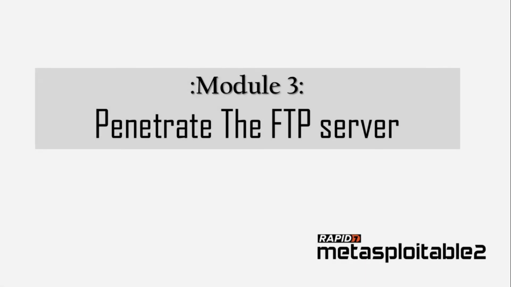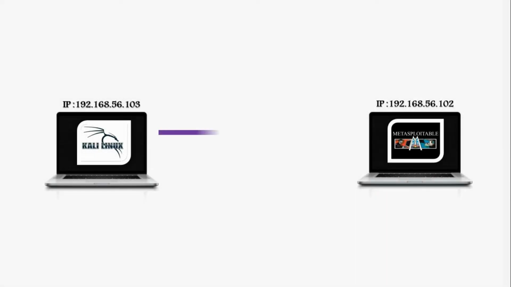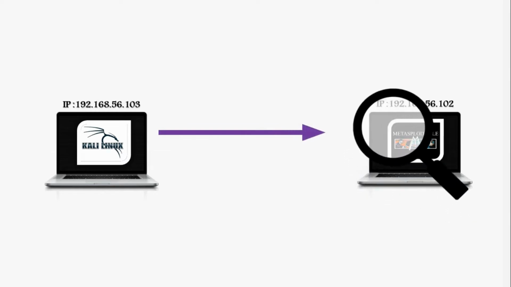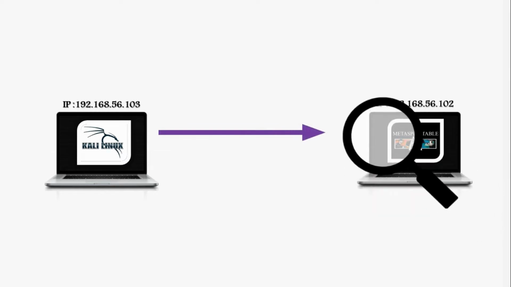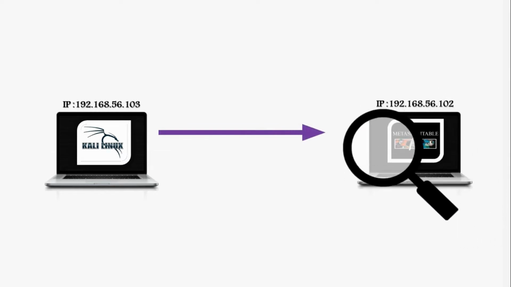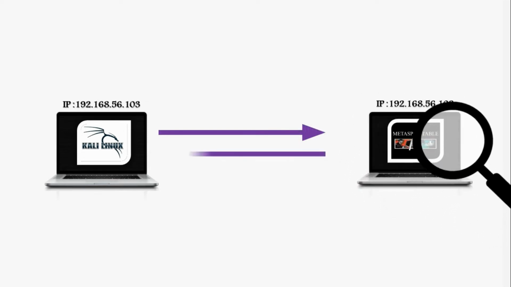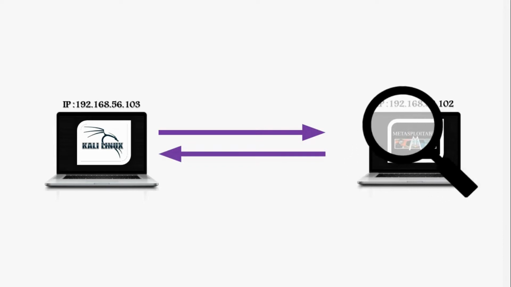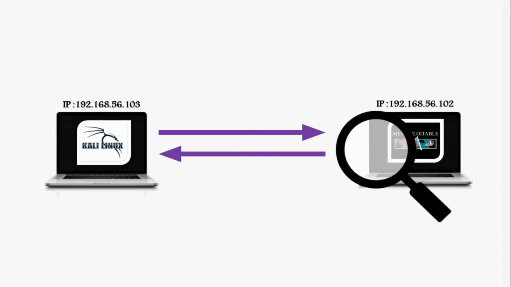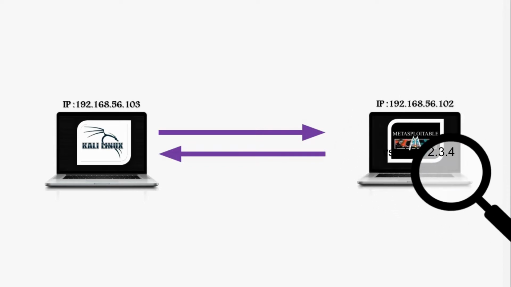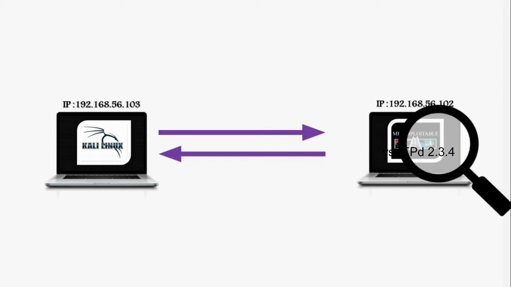Module 3. Penetrate the FTP server. The way hackers gain access to machines is through vulnerabilities. You can think of these vulnerabilities as open doors to your system. Hackers leverage these open doors, vulnerabilities, to gain access to systems. The Metasploitable server has an FTP vulnerability, vsFTP 2.3.4.